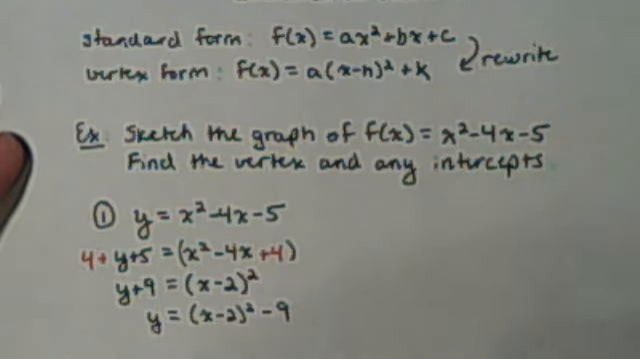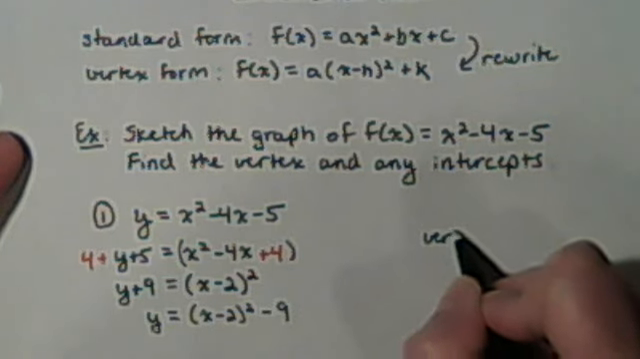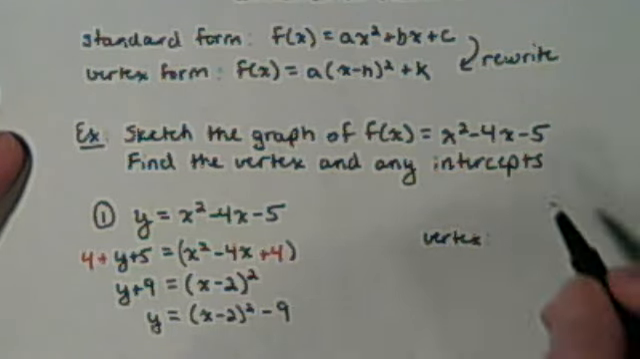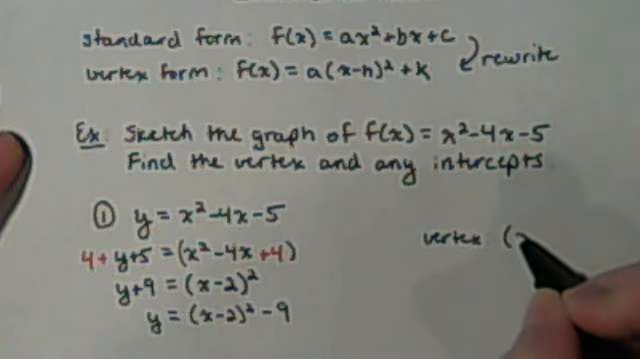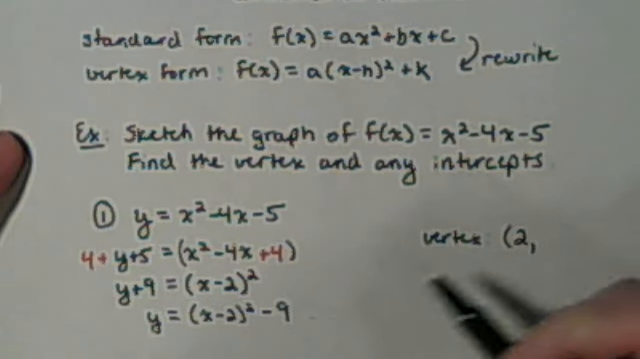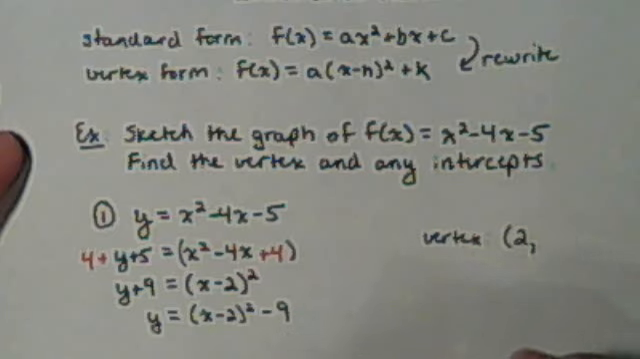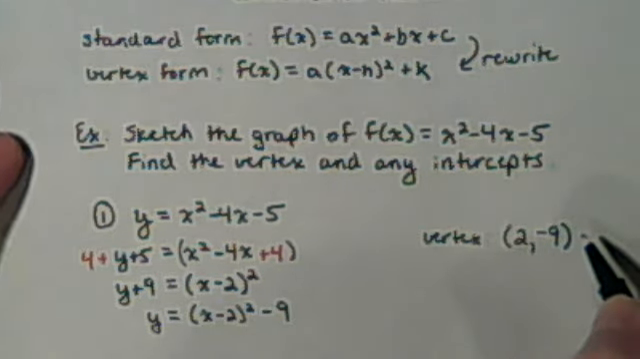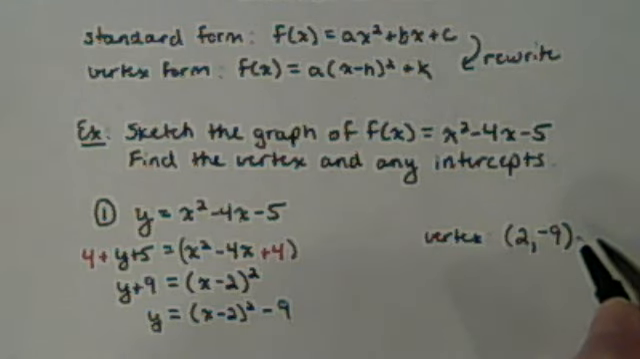And what I have here now is the vertex. I can read that right off of the equation. Thinking of transformations again, x minus 2, that's shifting it to the right 2 units. So my vertex is 2, and the minus 9 on the outside moves it down 9. So my vertex is (2, negative 9).